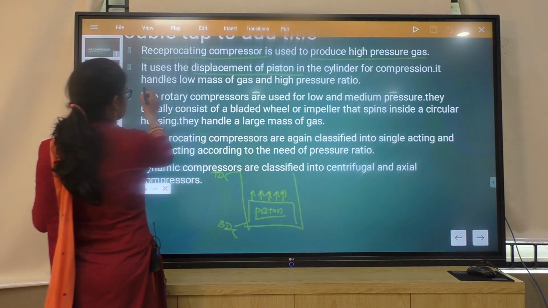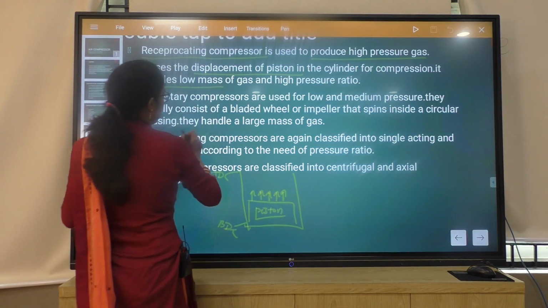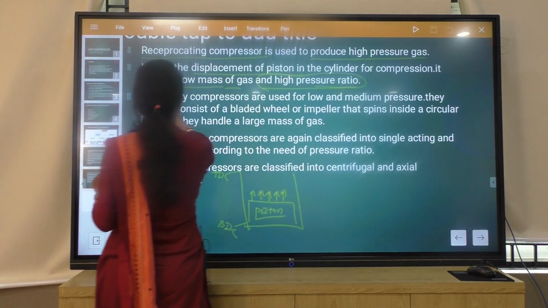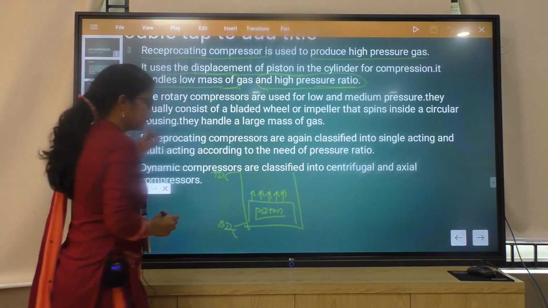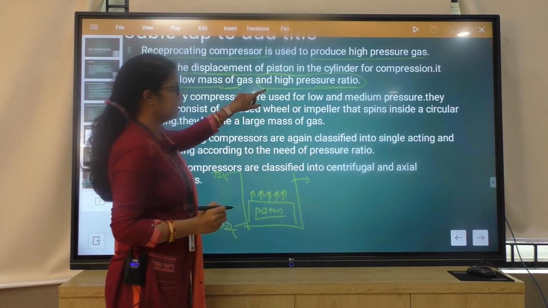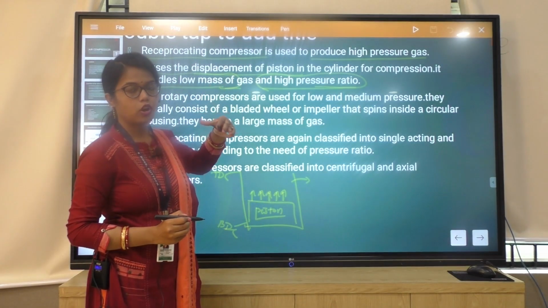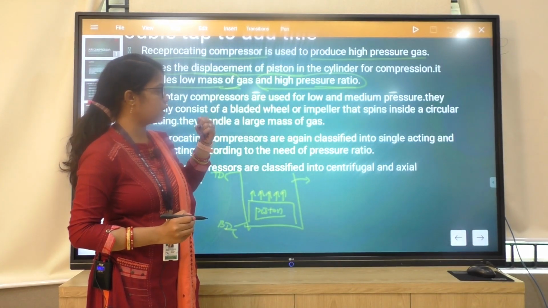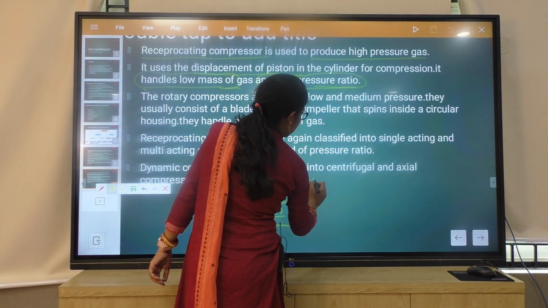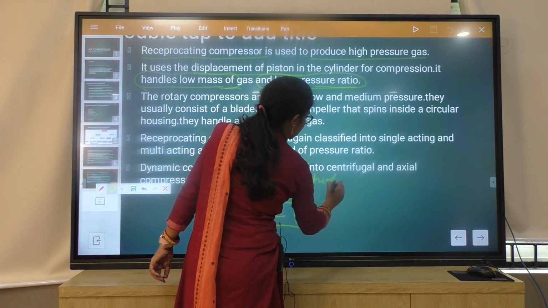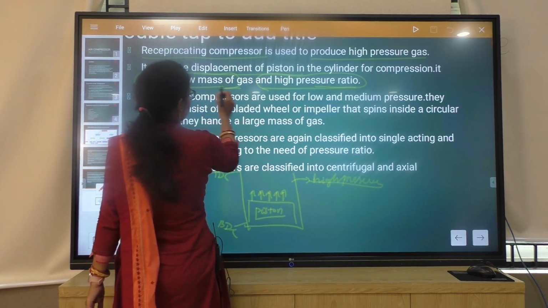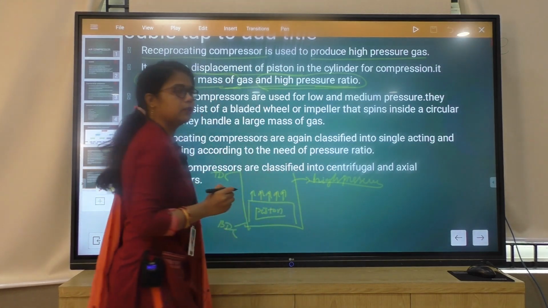It handles, and this is important, a low mass of gas and a high pressure ratio. Okay? That means it can convert the air pressure up to high pressure. And I was telling you about the pressure ratio. It can handle a high pressure ratio.